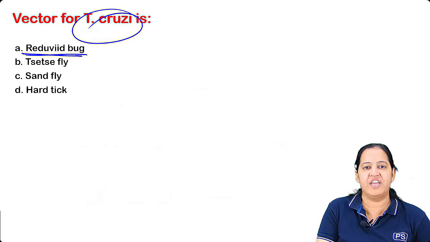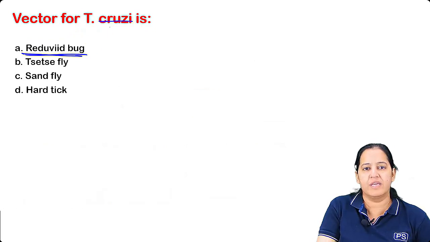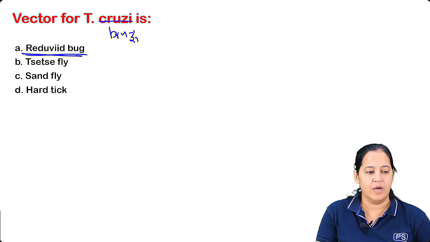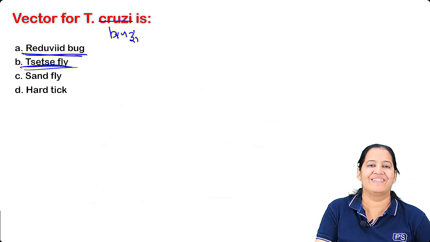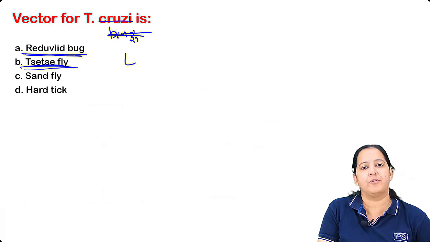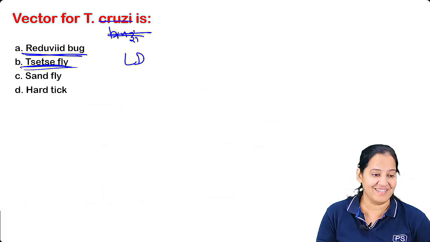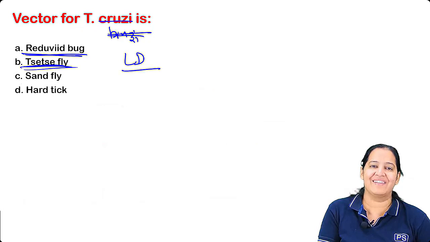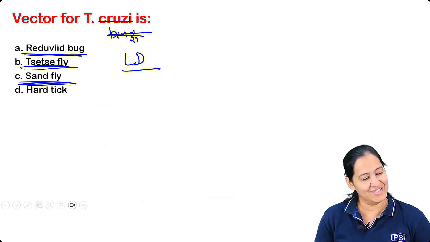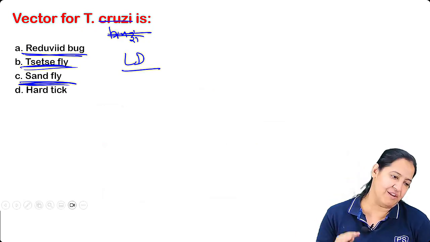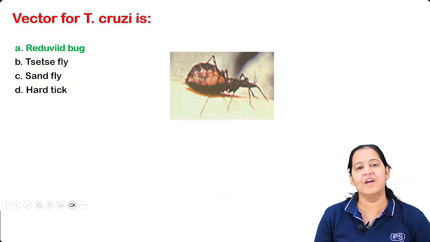If I change Cruzi to Brucei, what will the answer be now? In that case the answer will become tsetse fly. If I again change the question to Leishmania donovani, what will the answer be? In that case the answer will become sandfly. So one by one I will change the question and the answer will keep on changing. Yes, absolutely right. You all are right.